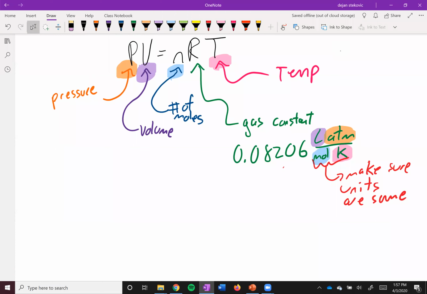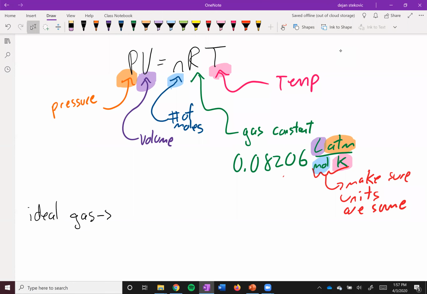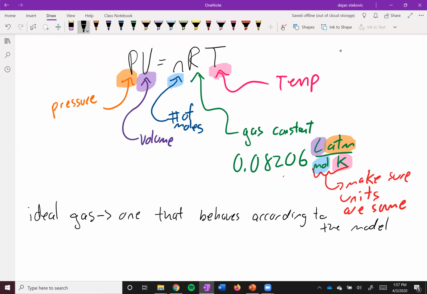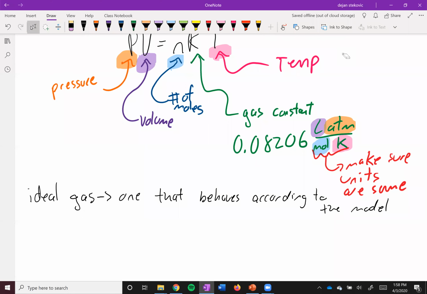So this is called the ideal gas law. What's an ideal gas? Well, it's one that behaves according to this model. So this is what we do a lot in chemistry. We make a model of the physical world. We say, oh, this is approximately what it looks like. This is approximately what happens. And then real life deviates from that a little bit, but our model is pretty close. And so this model is true of most gases.